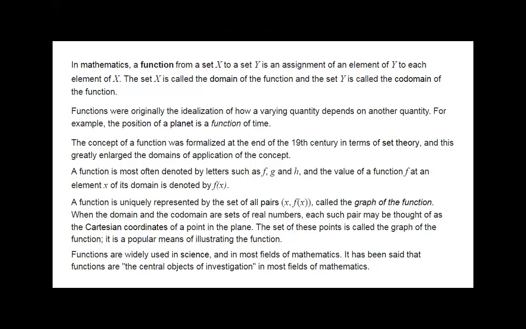Then a function is most often denoted by letters such as f, g, and h, and the value of a function f at an element x of its domain is denoted by f of x. A function is uniquely represented by the set of all pairs x and f of x, called the graph of the function. We can draw the graph of that particular function; varying the values of x is going to affect the values of f. Okay, f is a function, f of x.